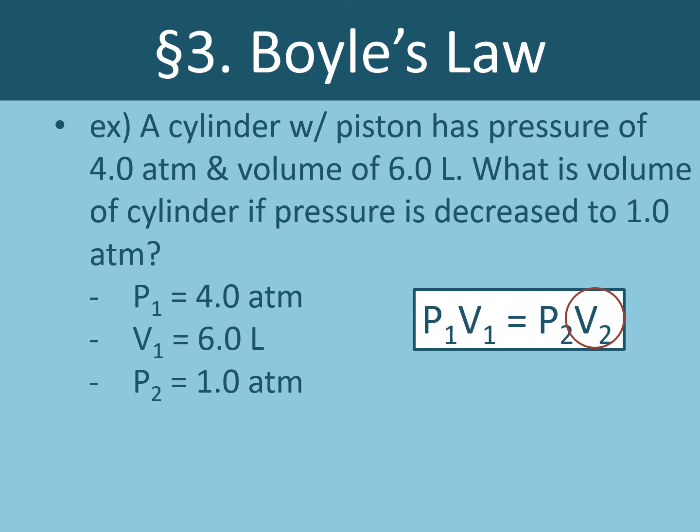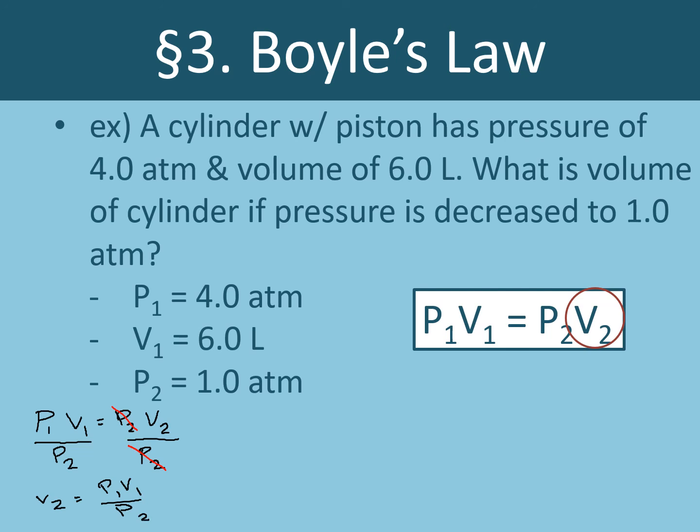Okay, let's rewrite our equation. P1 times V1 equals P2 times V2. We need to isolate V2. We do that by dividing both sides of the equation by P2. Remember, that makes P2 cancel on the right side of the equation. And now we're just left with V2. Rewritten, V2 equals P1 times V1 divided by P2.